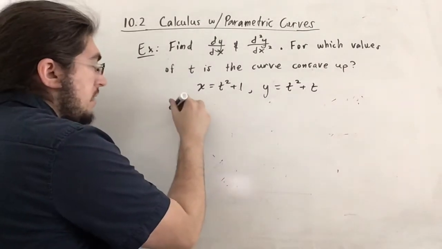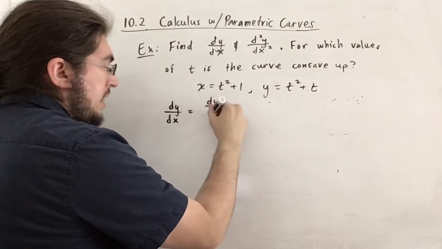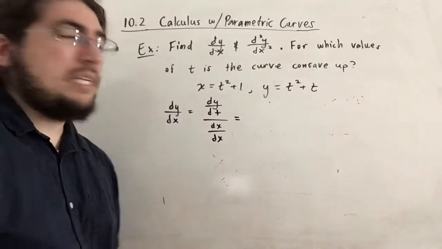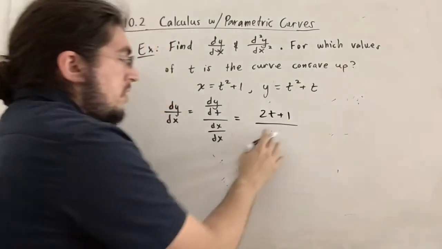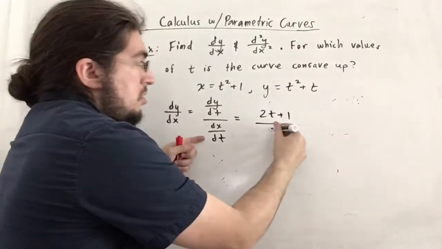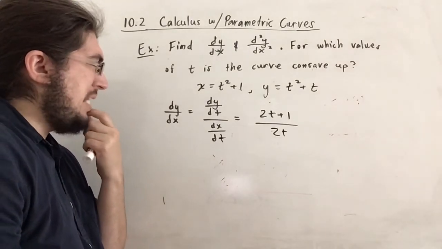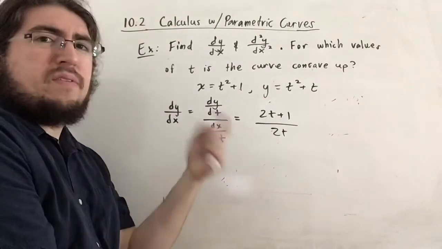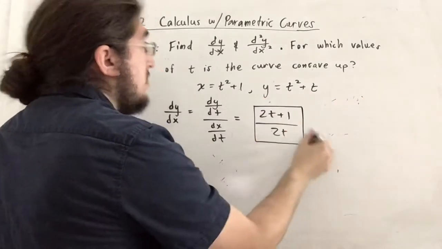So dy over dx really is dy over dt over dx over dt is what I meant to say. Anyways, so let's do this. The derivative of y with respect to t is 2t plus 1 over the derivative of x with respect to t, which is just 2t. And if you want, you could split this up. It may actually be necessary, because we need to take the derivative again with respect to t for the second derivative. But for right now, this is part of our answer because we were asked to find that after all.